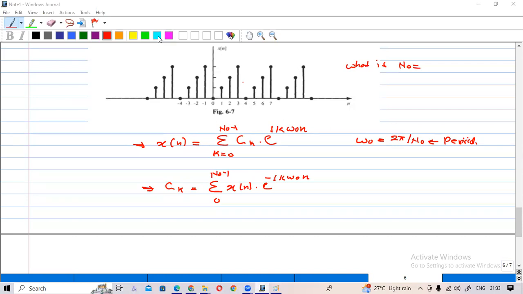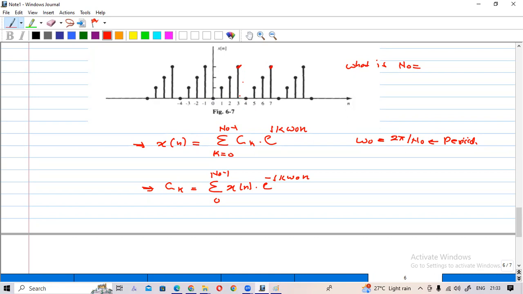Yeah, I got two answers. One answer is correct. So what you have to do is select any two consecutive repeated points. You can select this one, or this one, or this one. If you select this one and this one, these are the two consecutive repeated points.